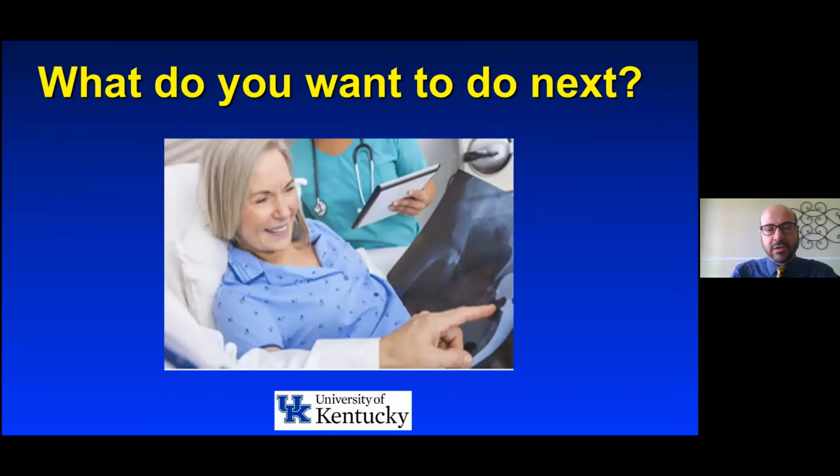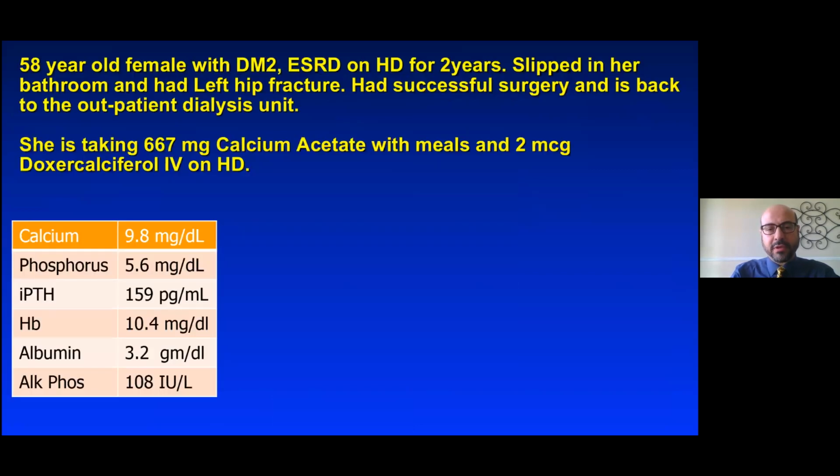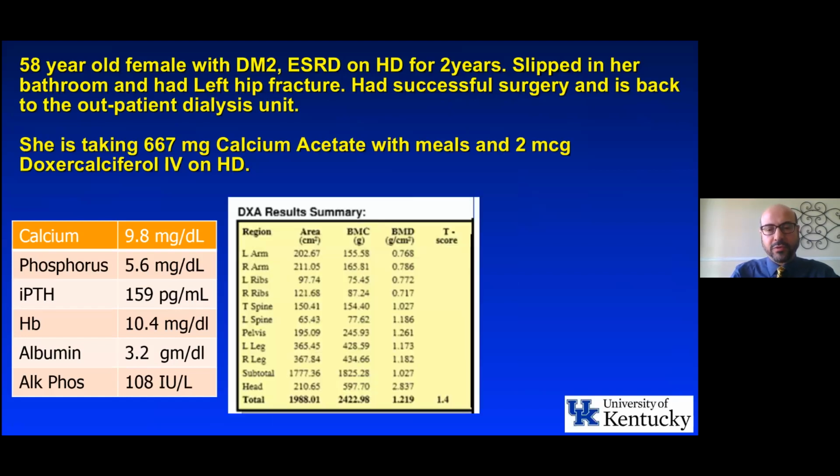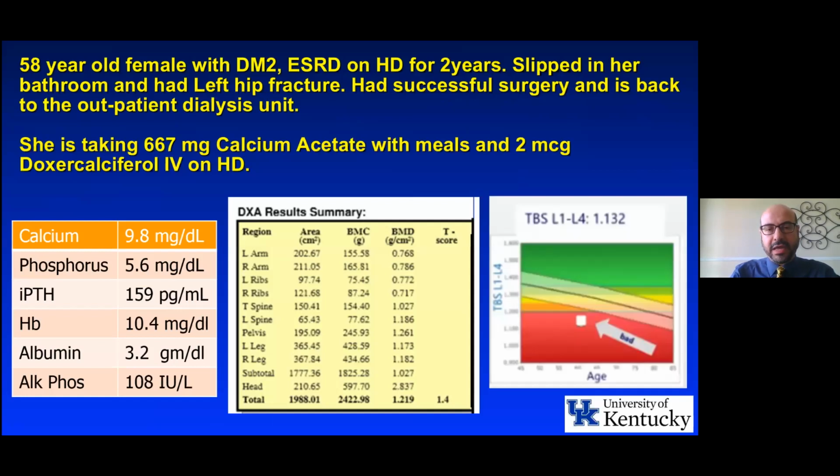Is she okay, and we don't have to do any further testing or management because her left hip fracture was already fixed and she's back, or do we need to do something different? In our discussion, we elected to proceed with further testing, because having a fracture from just a minor trauma is a big deal. By definition, this is osteoporosis, an atraumatic or low trauma fracture. So we did a DEXA scan for her.